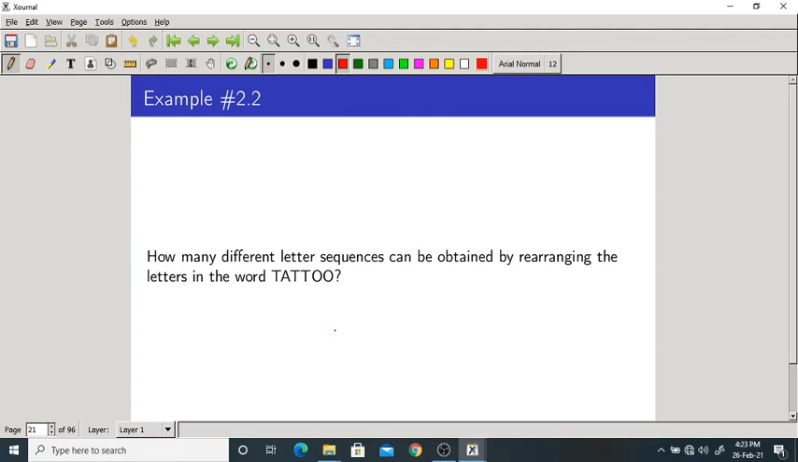So one more problem, tattoo. How many different letter sequences can be obtained by rearranging the letters of the word tattoo? Okay, can you solve this problem?